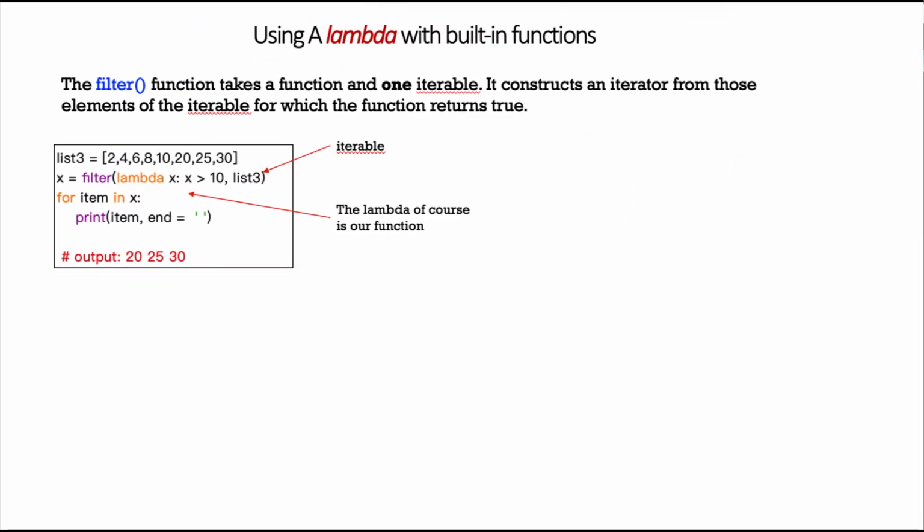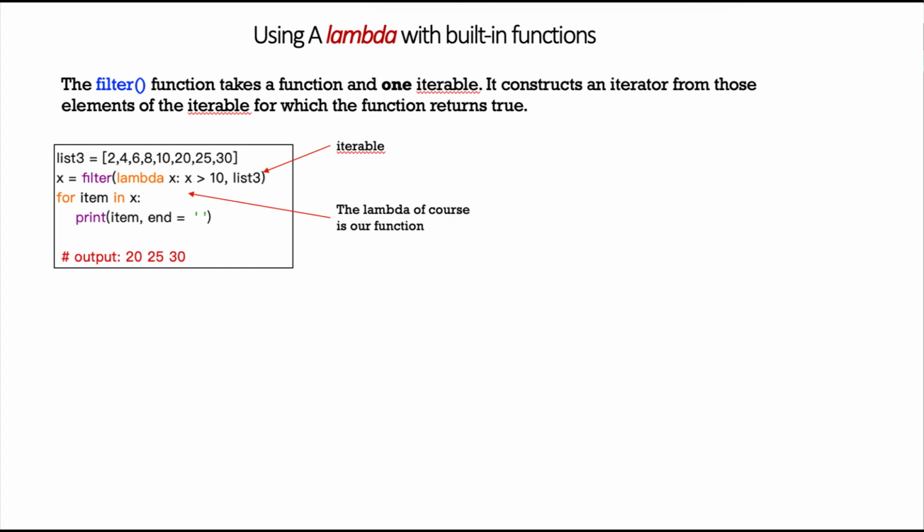And as promised, another example of using a lambda within one of Python's built-in functions. This time it's filter, and the filter function takes a function for its first argument and then one iterable. It constructs an iterator from those elements of the iterable for which the function returns true, hence the filter. It only takes those ones that return true.